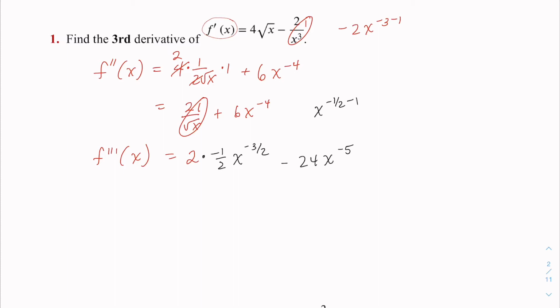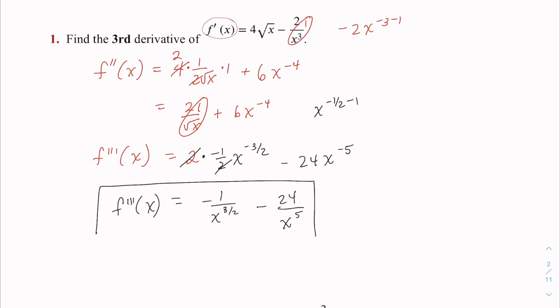Okay, let's cancel our 2's and rewrite this bad boy. That'll be negative 1 over x to the 3/2 minus 24 over x to the power of 5. And make sure to show the left-hand side. And we're done.